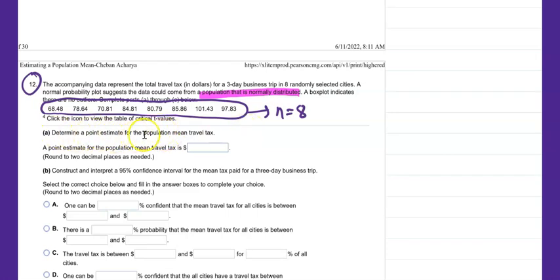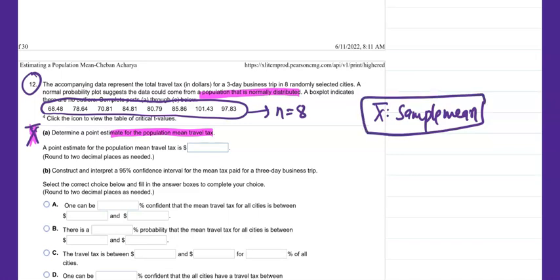Determine the point estimate for the population mean travel tax. So the point estimate for this question is x bar. That's the first question. Find the point estimate, x bar. What is x bar? It's the sample mean. So how do you find the sample mean for this sample data? To find the sample mean, you add all this data and divide by 8. That's one way to do it.